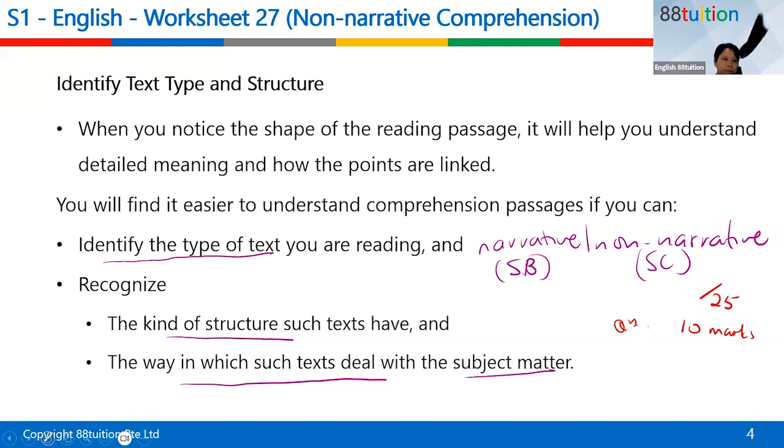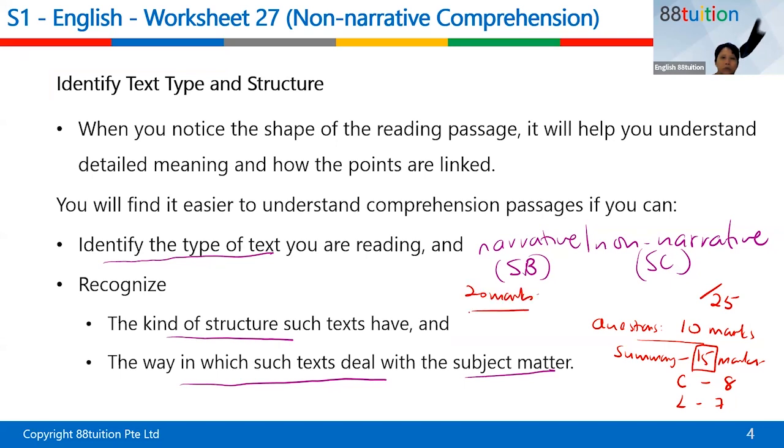All right. 10 marks for questions, and then summary is 15 marks. What is in the summary? Content is 8 marks. Language is 7 marks. So therefore it's 15 marks. Okay. Section B is 20 marks. It's just questions here.